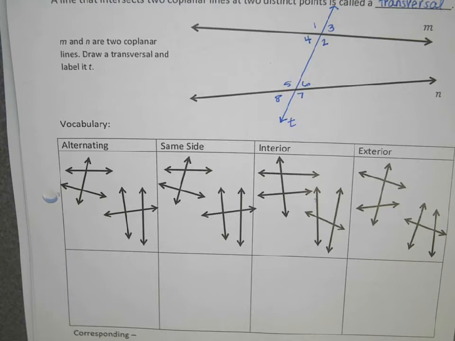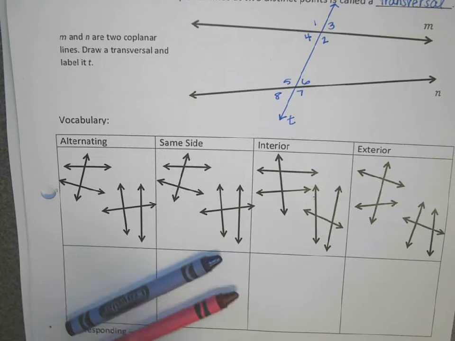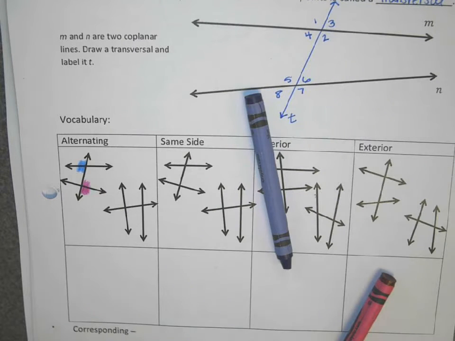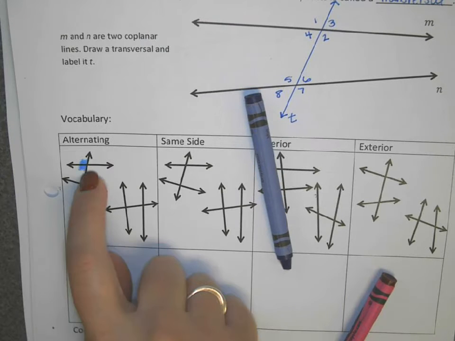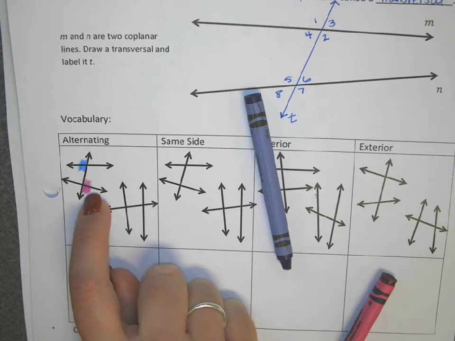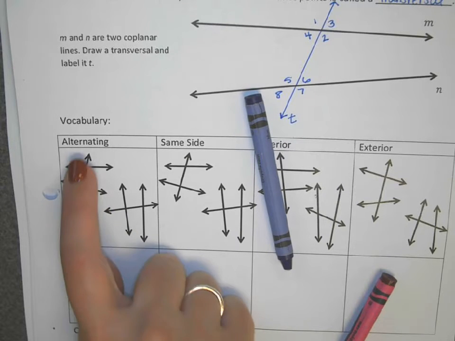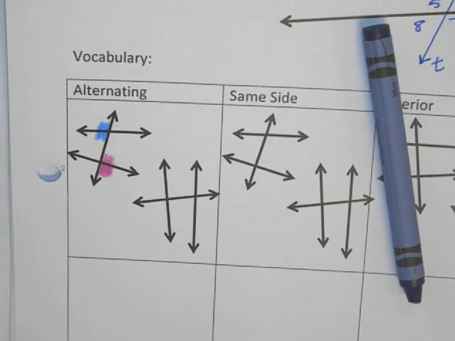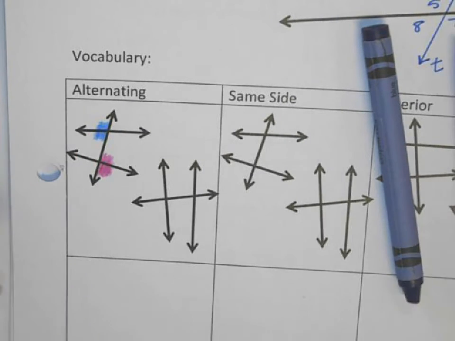So alternating means that they are alternating on different sides of the transversal. So I'm going to take two colors. If we're talking about an angle up here and it's on the left side of the transversal, and when we talk about an angle down here and it's on the right side of the transversal, those would be on alternating sides of the transversal. So that's how I'm just going to show, is we'd be talking about a blue angle and a red angle, and we would say that those are alternating angles.